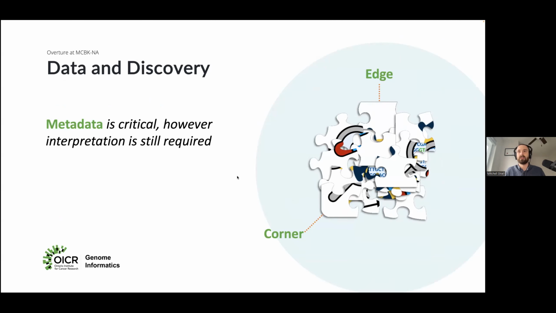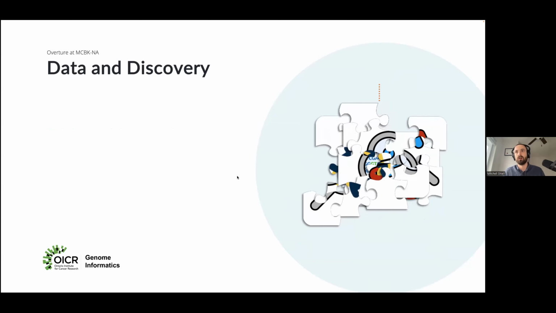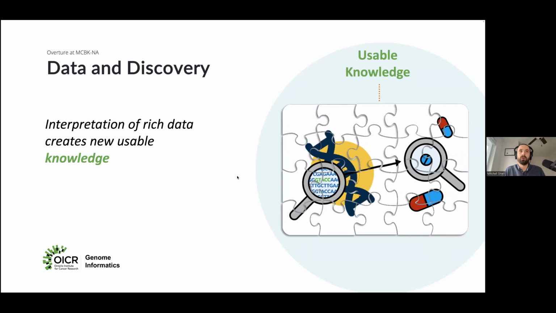In order to gain anything of meaning or value, we first need to aggregate the data. We need to have metadata associated with it. And then only then, with interpretation, are we able to yield new knowledge. So with interpretation, we have new usable knowledge, which is the ultimate goal of all of this data aggregation, again, that sort of data discovery that we're pushing for.